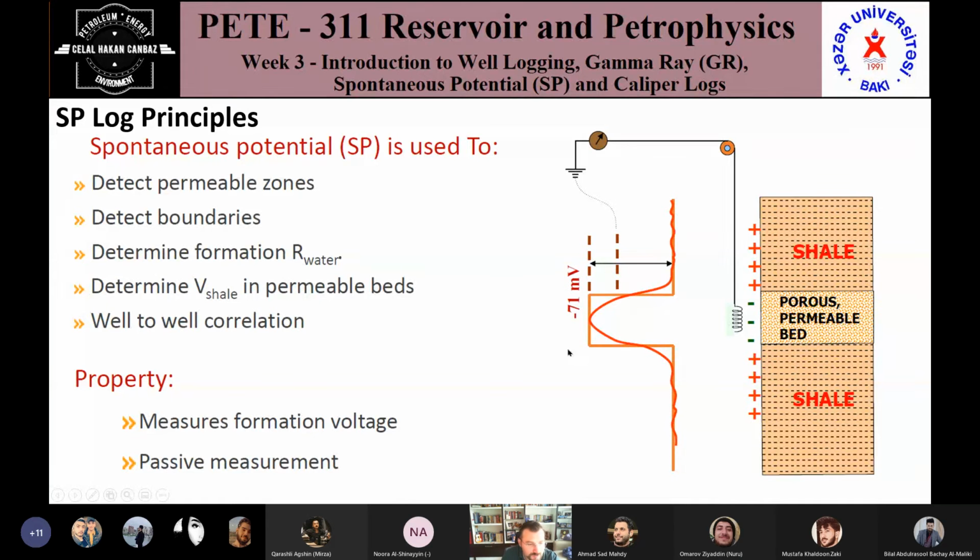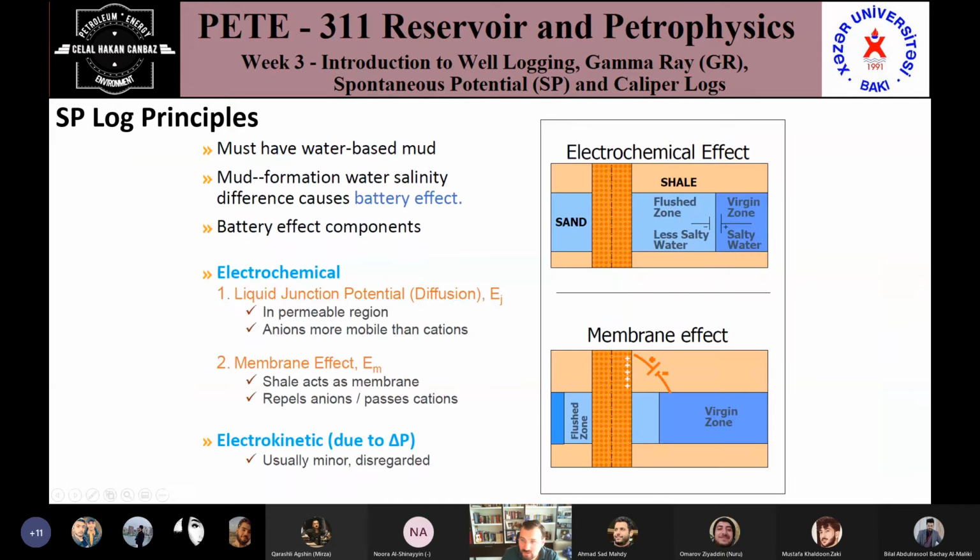Okay, so according to the voltage changes, for example, when it is in a shale it has a certain reading, and then it suddenly changes to the left side. It indicates that there is a porous permeable bed in here, right? Minus 71 it reads, right? So according to the current change, through to the left side on the minus side, we can describe this permeable porous bed, right?